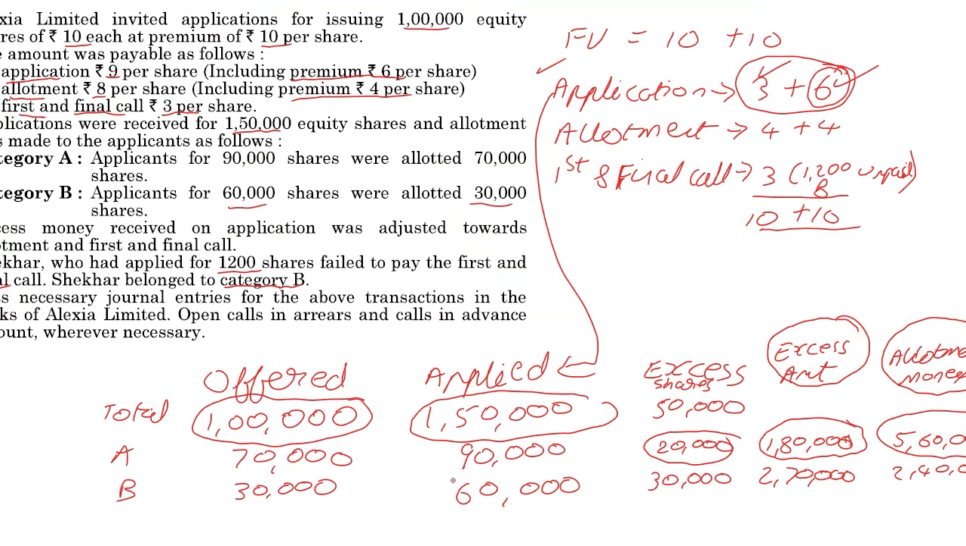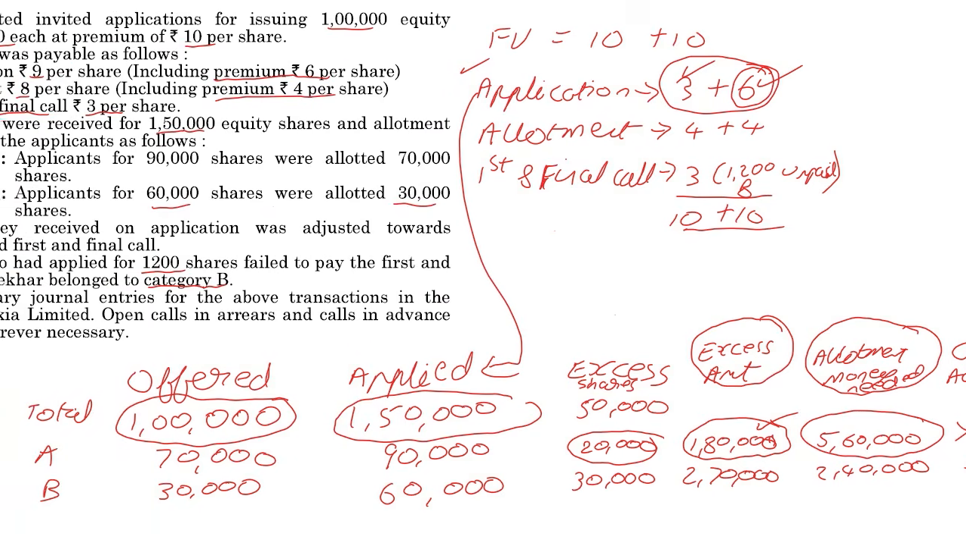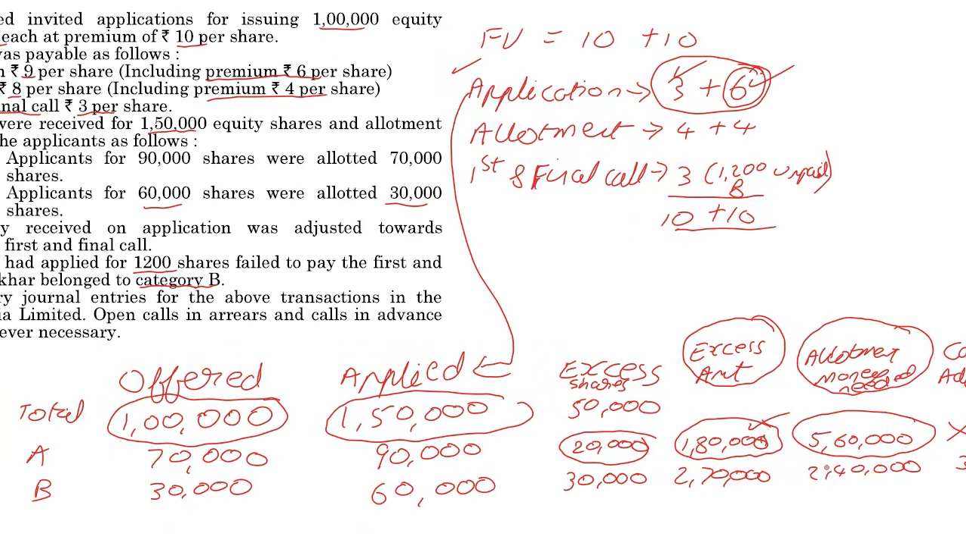But if you really want to make sure that you're right, then there is a slightly more difficult way, where we have the excess amount which is getting transferred to allotment. Now, the allotment money needed is 5 lakh 60. But group A is giving only 1 lakh 80. Okay, so A is giving 1 lakh 80.